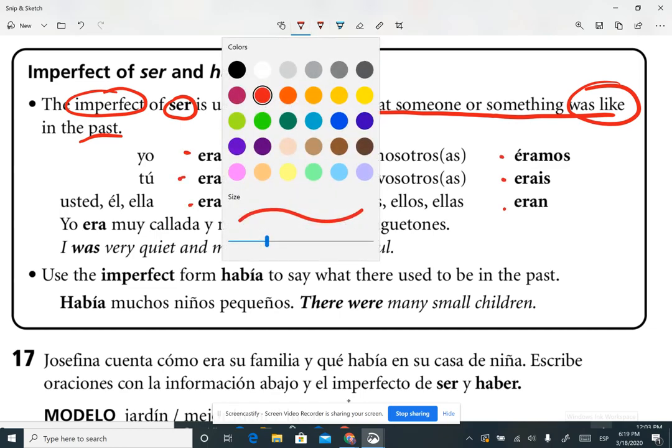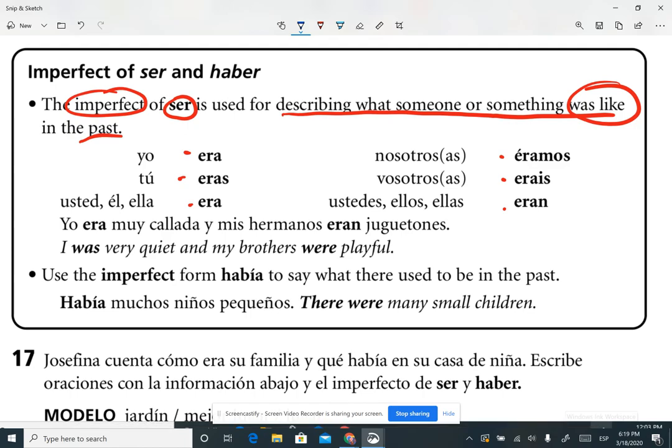Now, on the other hand, if we are just simply saying what existed, what was there, what there used to be, what existed. I like this word existed because it helps me place in my mind that I'm just saying they existed, they were present, right? That's going to be this haber verb, había. There's only one form here that we're going to use today, and so you don't have to worry about conjugating it. It's already conjugated in its one awesome singular form, había.